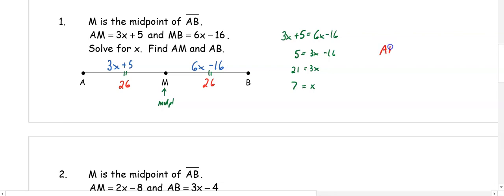So if AM is 26, our whole segment AB is going to be 26 plus 26, which is 52. So this whole segment is 52.